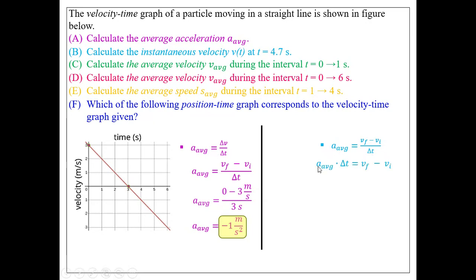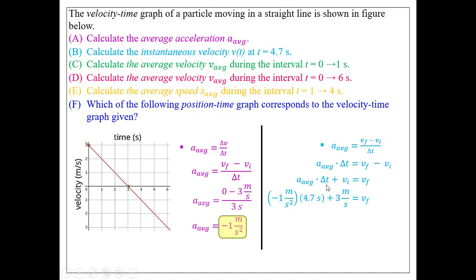That tells me that A average times time is equal to VF minus VI. I don't have VF by itself yet, so I need to do the opposite operation. This is minus VI, so I add VI to both sides, or I like to think of moving the negative VI to the other side and changing the sign. So VF is simply A average times time plus VI. This is pretty light work. I already found A in the previous part, which is negative 1 meters per second squared.